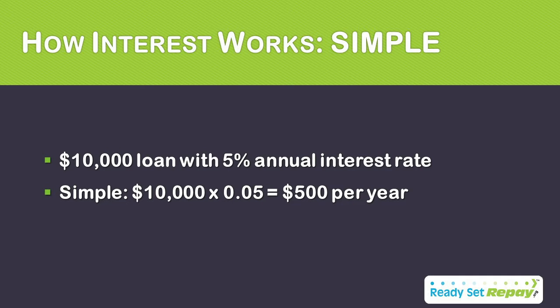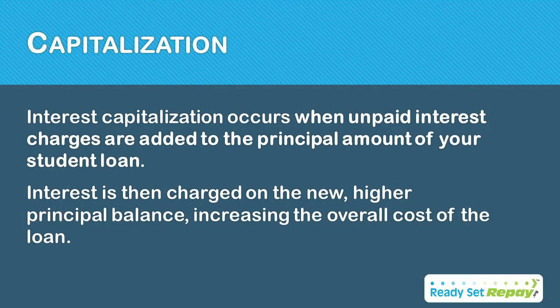If the $500 in simple interest is left unpaid, it will be added to the loan balance, or capitalized. Interest capitalization occurs when unpaid interest charges are added to the principal amount of your student loan. Interest is then charged on that new, higher principal balance, increasing the overall cost of the loan.